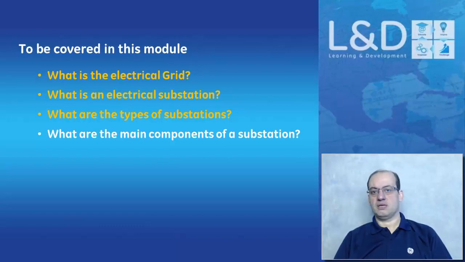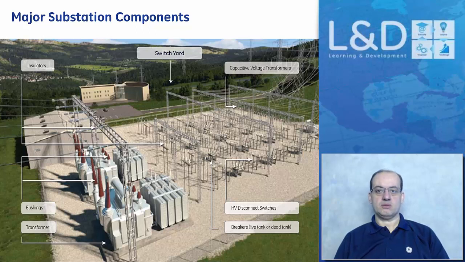Of course, there are very in-depth discussions on each component that can take place, but we're trying to achieve just an overview of each component, its function, and what to look for in the substation in that component. So the main components that we will try to discuss are the switchyard, the breakers, the insulators, the bushing, the transformers, and of course the CTs, or the capacitive voltage transformers, and the disconnect switches.